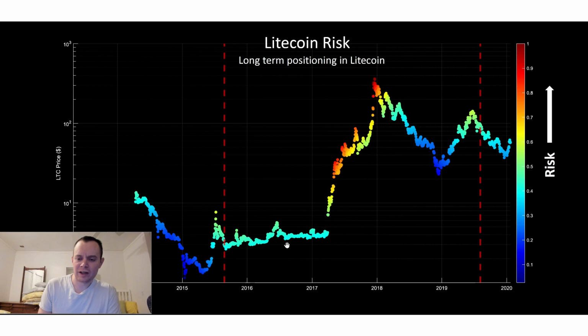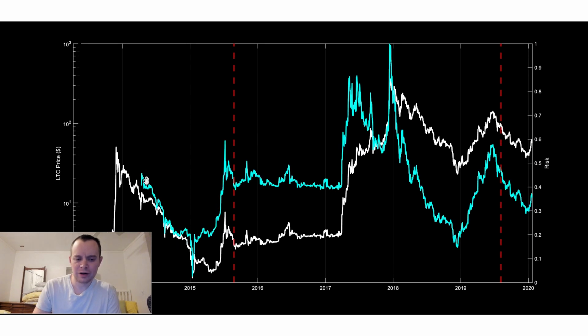Now, if we take the color out and just show the risk as a secondary y-axis, the price is this white line, and it corresponds to this primary y-axis over here, and then the light blue line corresponds to the secondary y-axis, which is risk.